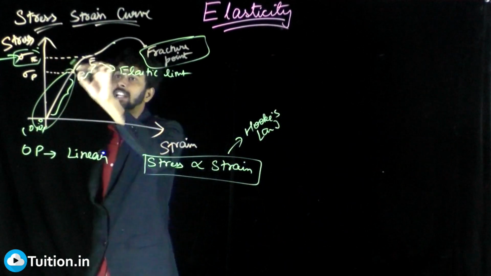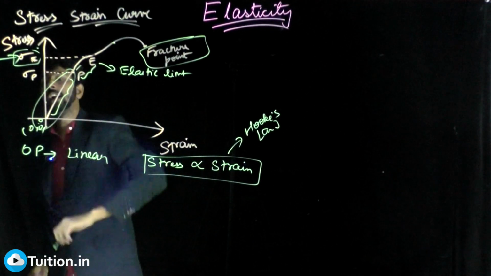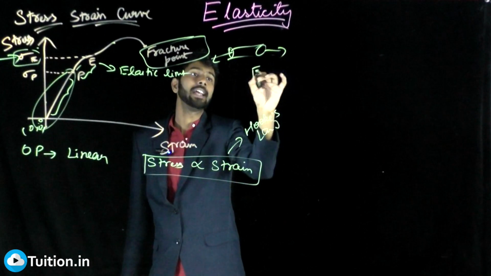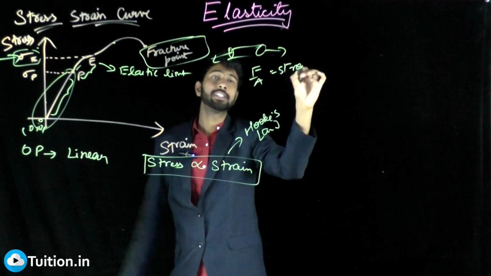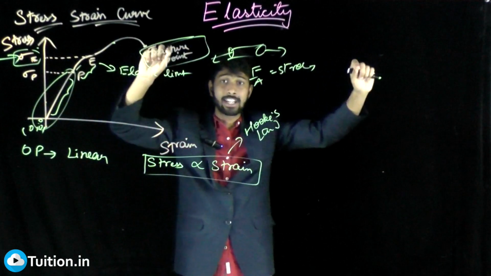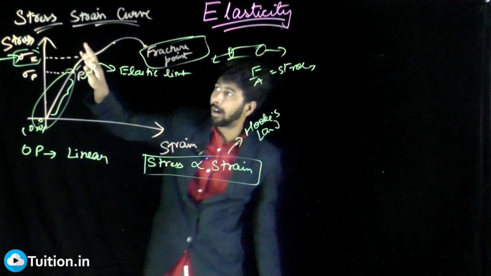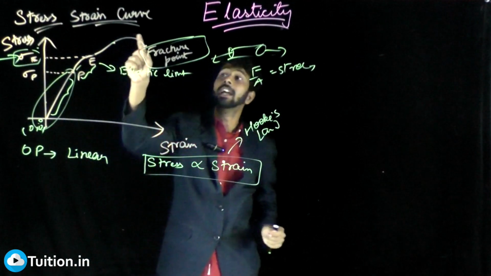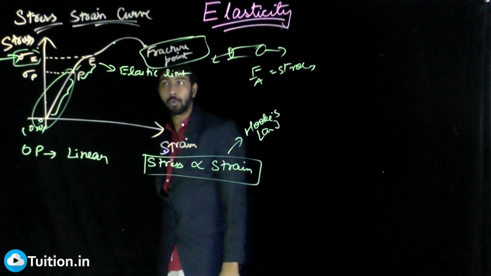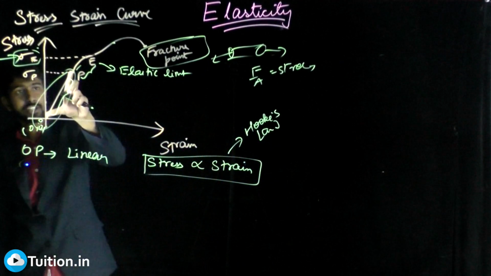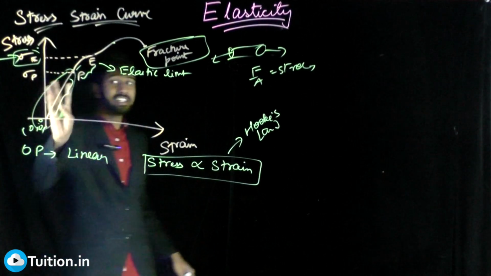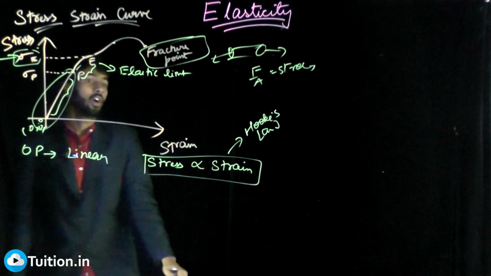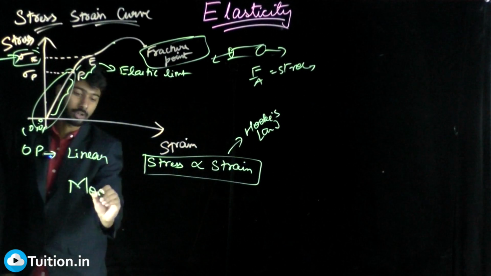For PE also, the understanding is that I start increasing the force on this body. F by A is my stress. Until that stress reaches the elastic limit, if I remove it, the body will come back to shape. But if I increase it more than the elastic limit, then there will be permanent deformations formed in the body. And if I keep increasing it further, it will reach some fracture point. But in the region OP, the relation between stress and strain is linear. This is called Hooke's law. So from Hooke's law, we'll understand what is basically the modulus of elasticity.